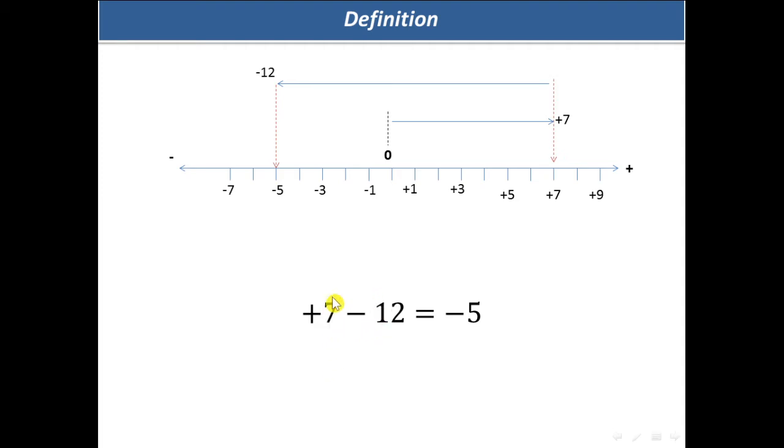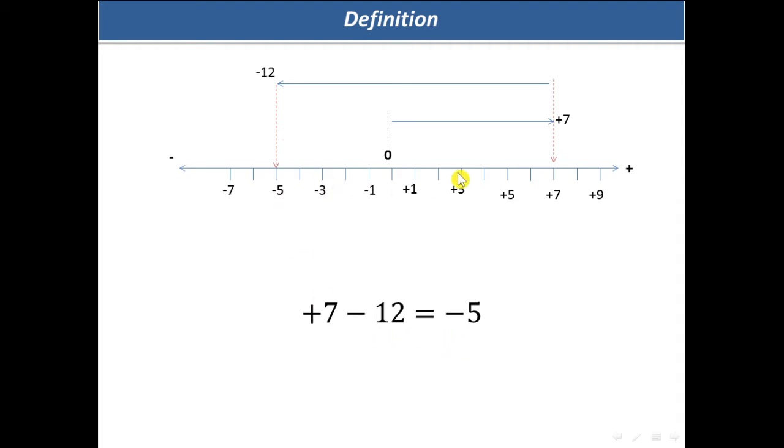So you ask yourself, which one is the bigger number? 12. So you put the sign of the biggest number here, which is that one, and then you always say 12 minus 7. So 12 minus 7 gives me 5. This is one of the ways you can find the result for such mathematical problems very easily.